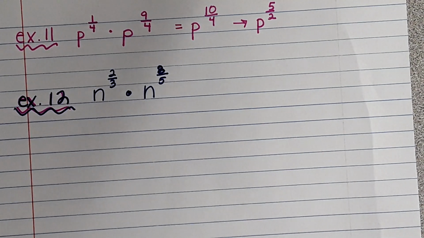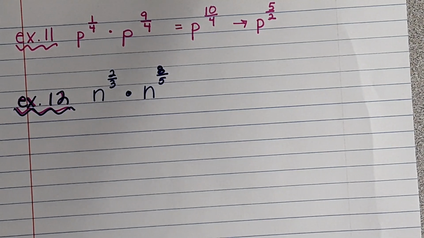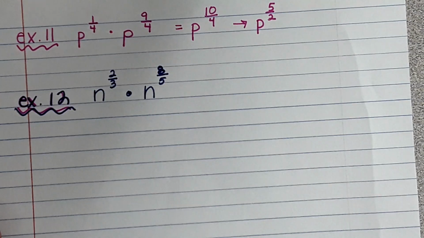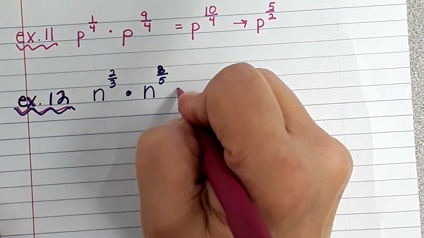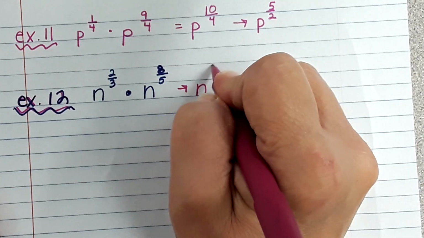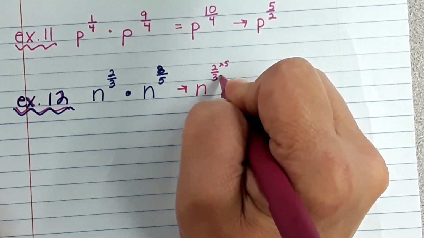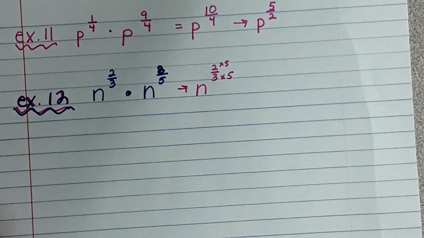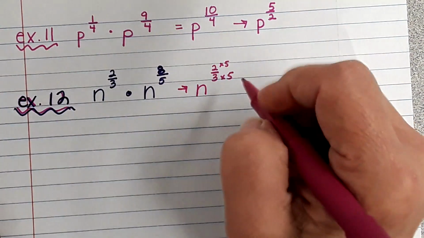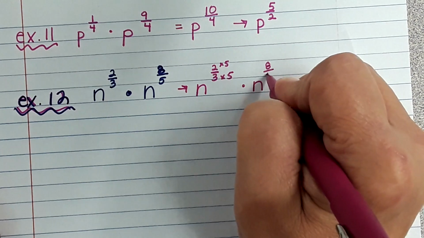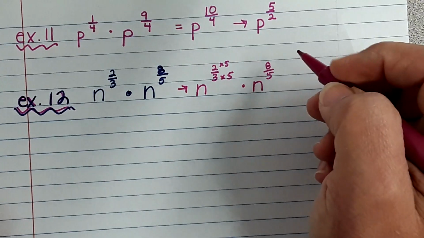What can I change a 3 and a 5 into so that they're the same? 15. So how do I change a 3 into a 15? So I'm going to multiply the numerator by 5 and the denominator by 5. What am I going to multiply 8/5 by? 3.